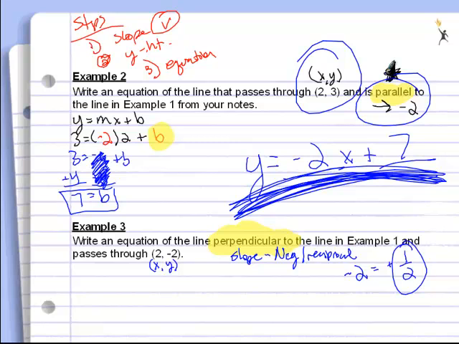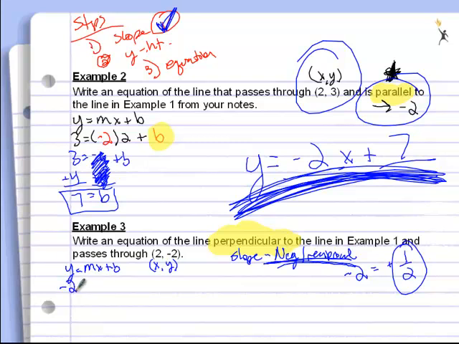The same thing in example 3. They told me to use a perpendicular line. I took what I knew about perpendicular lines having negative reciprocal slopes and applied it to get my new slope. There, boom, step 1 done. I already have my slope. Now, exactly like in example 2 and exactly like in example 1, I have to solve for my new y-intercept. I'm going to write my equation, y equals mx plus b.